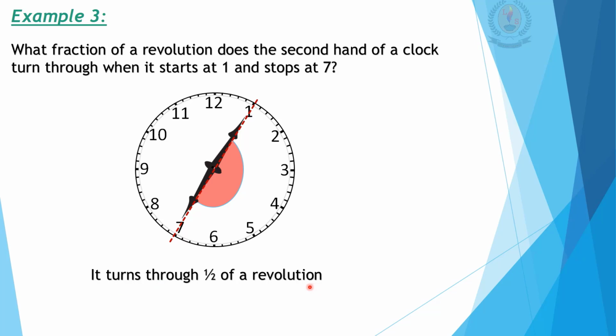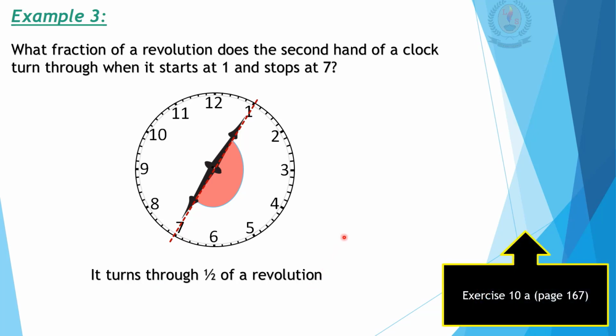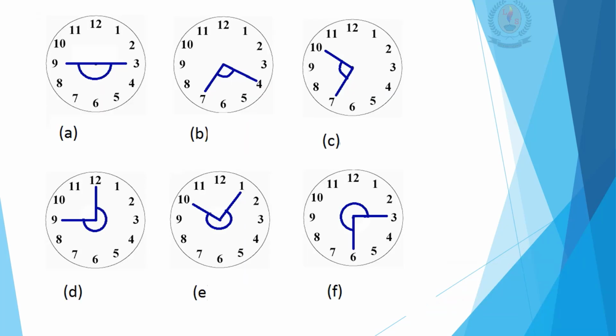Are these difficult? No. These type of exercises can be seen in exercise 10A in page 167. In the exercises given in page 167, you learned the half of the revolution, quarter of a revolution, and also 3 quarters of a revolution. So here you can see some questions. If you have practiced them, these won't be difficult for you to tell whether they are half, quarter or 3 quarters of a revolution.